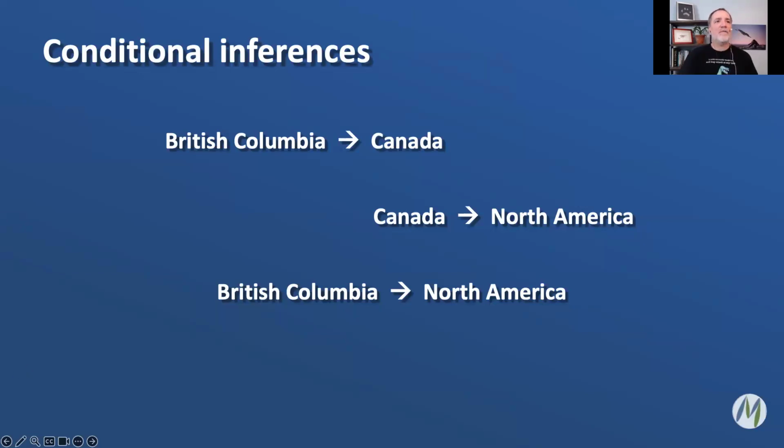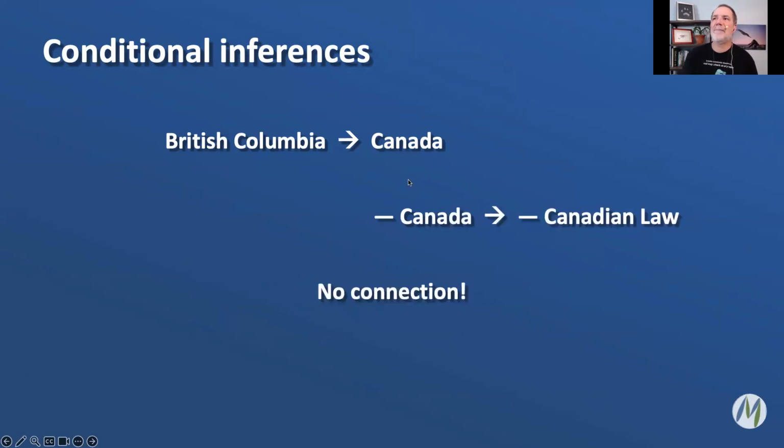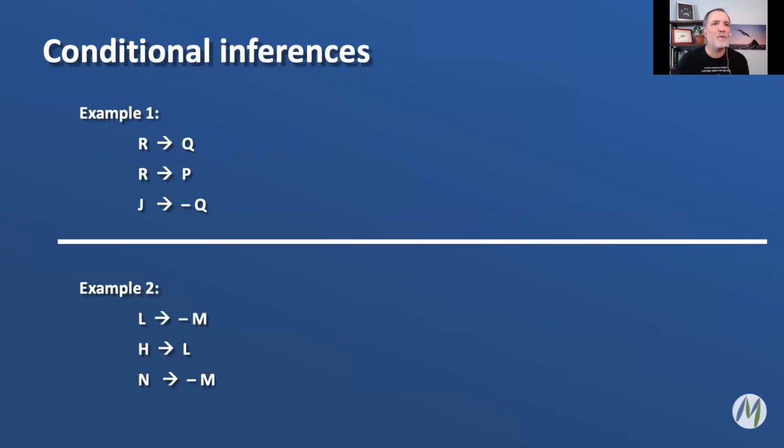Okay. Now we have to be careful that our statements line up exactly. So if we said, if you're in British Columbia, then you're in Canada. If you're not in Canada, then you're not subject to Canadian law, let's say. There's no connection between these things. We can't connect Canada at the end of one statement with not Canada at the beginning of another, because we're talking about two different things, being in Canada and being not in Canada. Those are two totally separate groups. We can't combine them. Okay, so let's do a little pop quiz here.